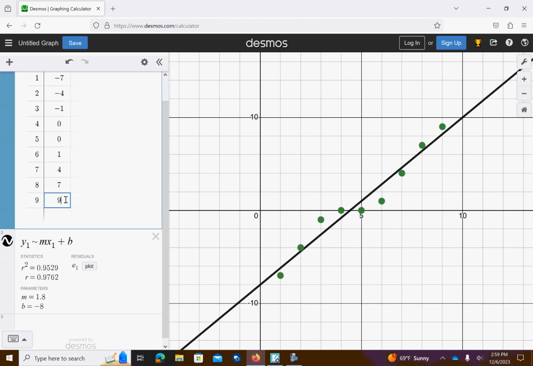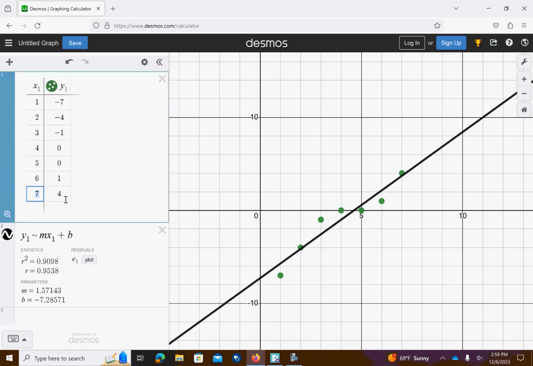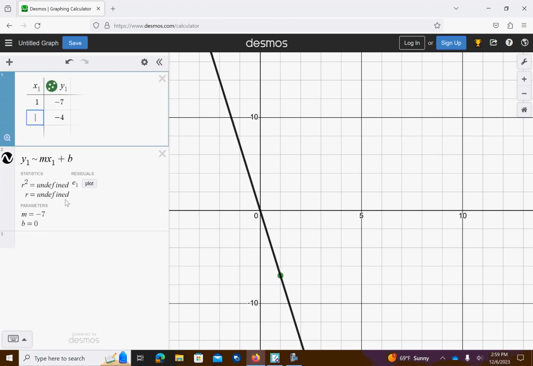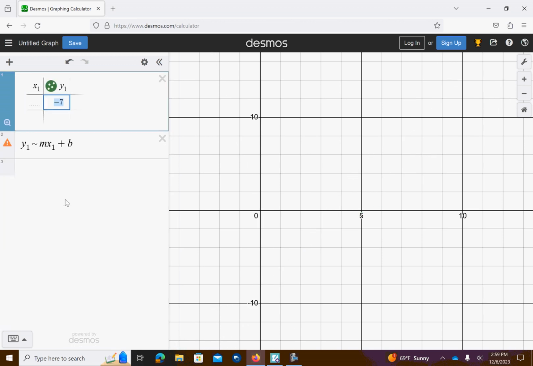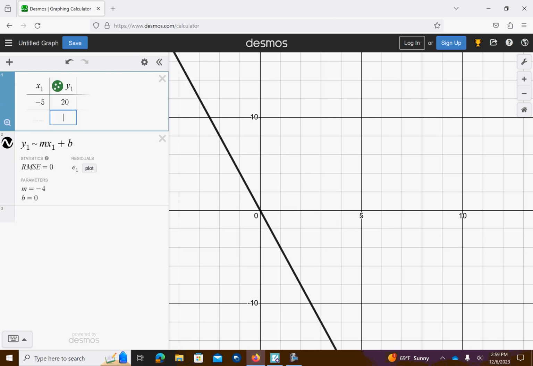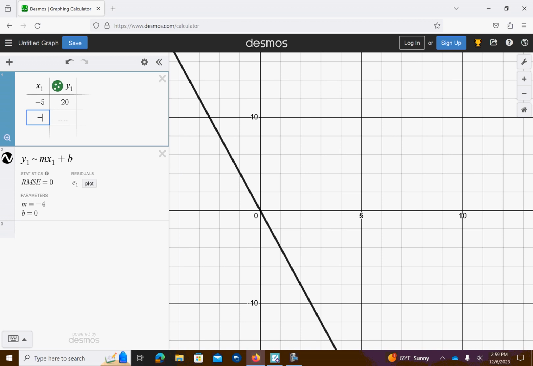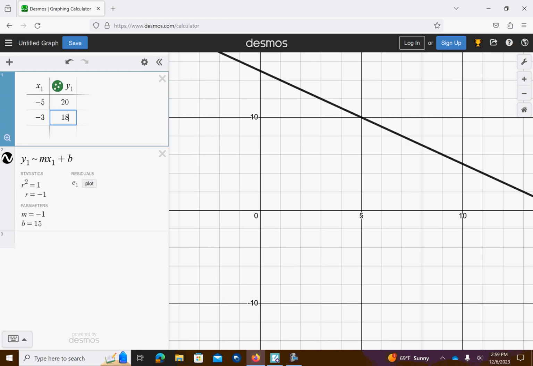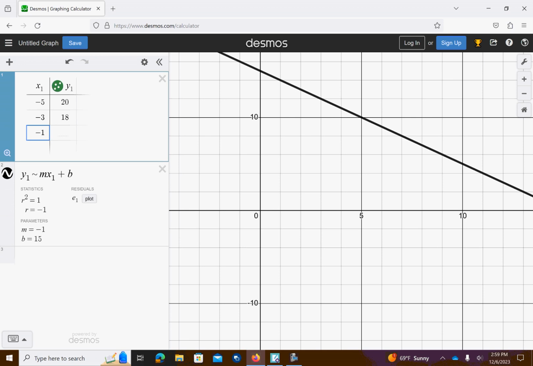Okay, and I can leave this here and just delete that information. Let's do number 2. I'm going to go -5 and 20. And don't worry, it's sitting there, it's predicting what a line of best fit would be right now. Make sure you plug all your data in order to get the correct equation, because you might notice as you plug in more values, the line sits there and starts changing.